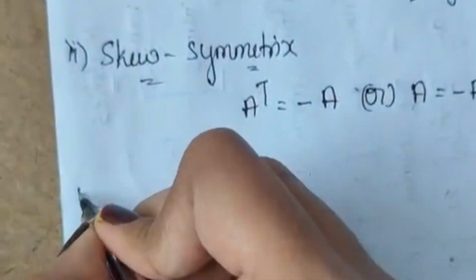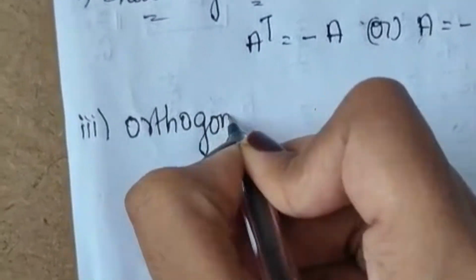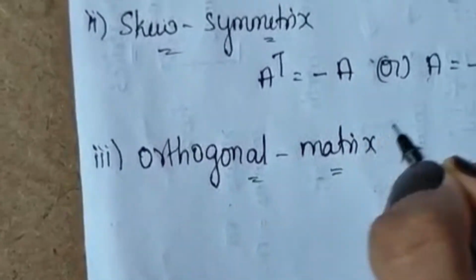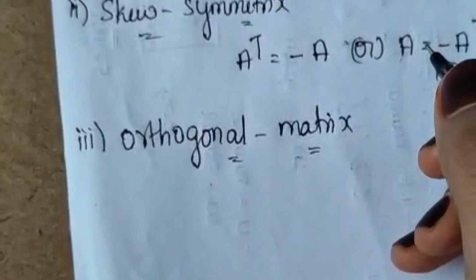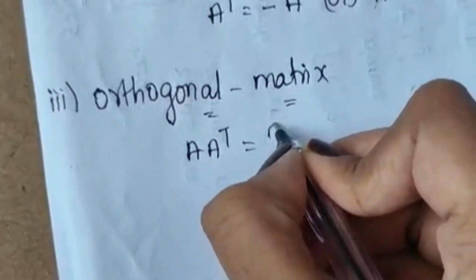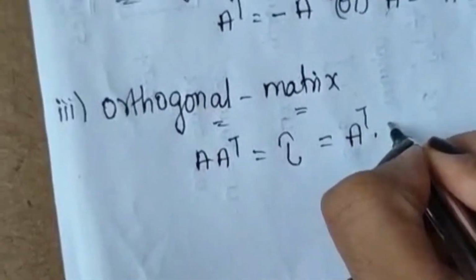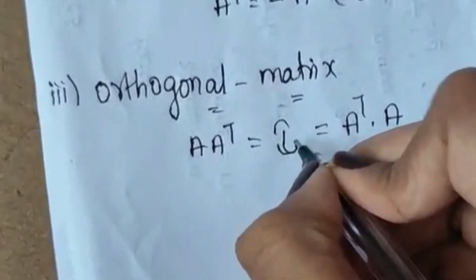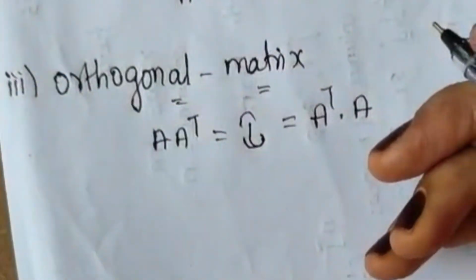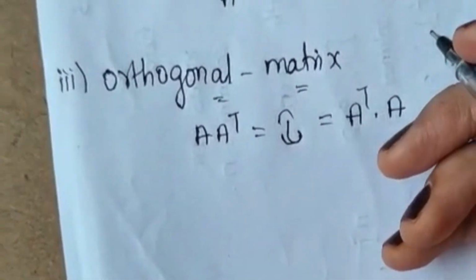Next, what is an orthogonal matrix? An orthogonal matrix should satisfy the condition A into A transpose is equal to identity, which is equal to A transpose dot A. We all know what an identity matrix is. An identity matrix is nothing but all the elements of the matrix being 1.